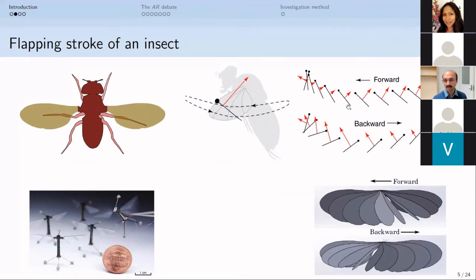This middle part of the stroke is called the rotational translation. At the end of a half stroke, the wing flips and changes its orientation. The rotational translation is essential in insects, because that is when they generate most of the lift. And this study is important because recent developments in MAVs have produced very small MAVs like these shown here, which have wings smaller than even a 1 cent coin.